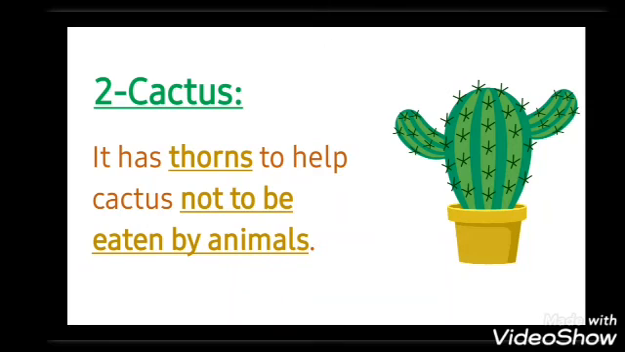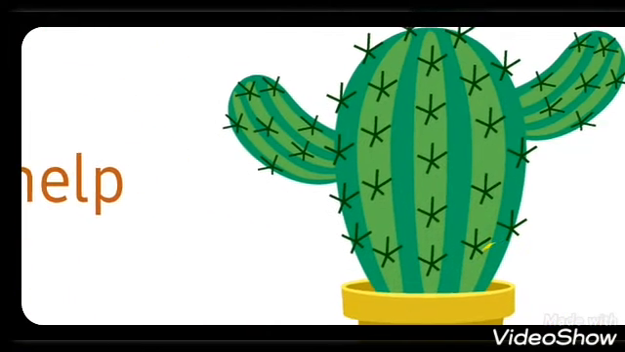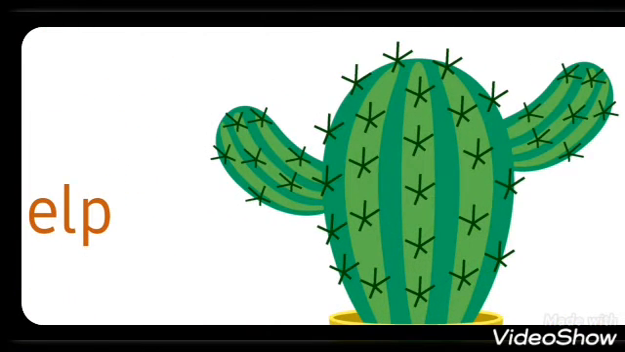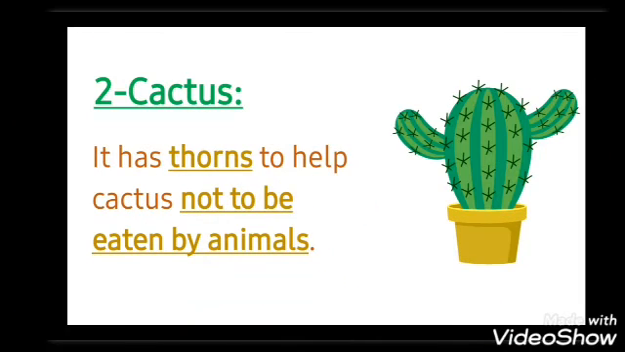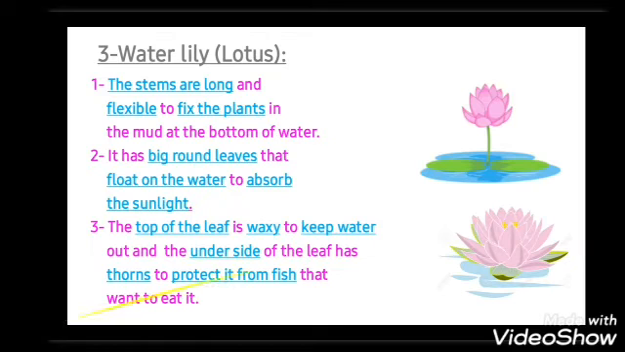Number 2, cactus. Look at this picture. You will see thorns on the plant, okay, to help the plant not to be eaten by the animals.